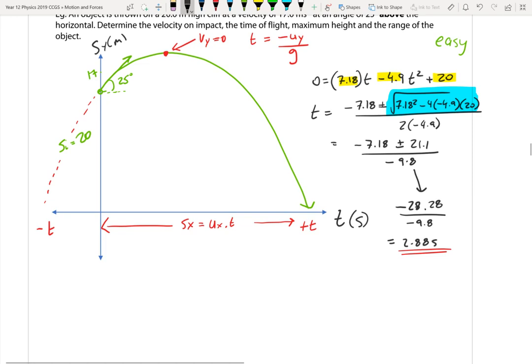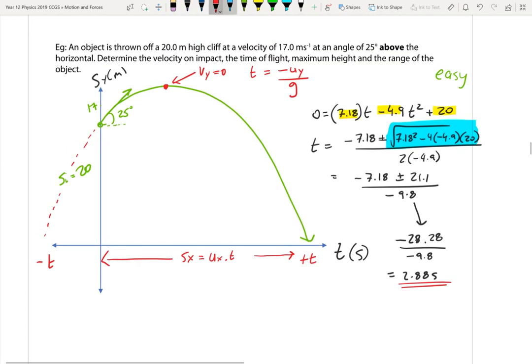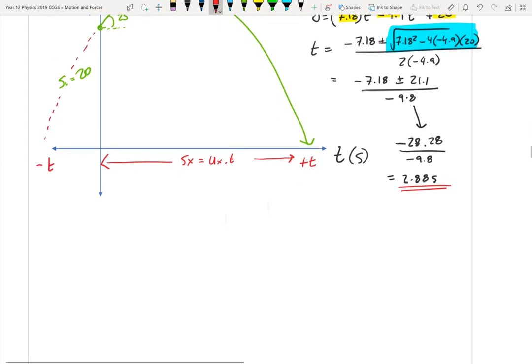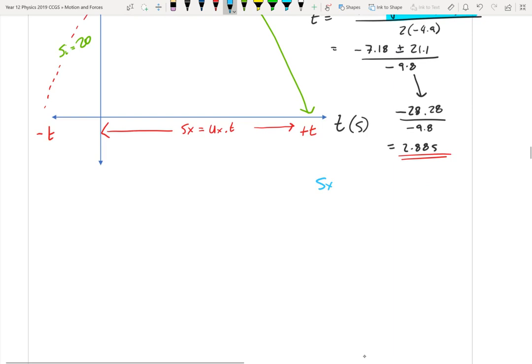All right. Now I've just found the time of flight, so that's done. 2 times negative 9.2 times. I might find the range of the object and the velocity on impact. That's very good.